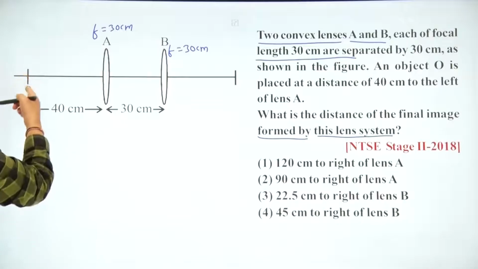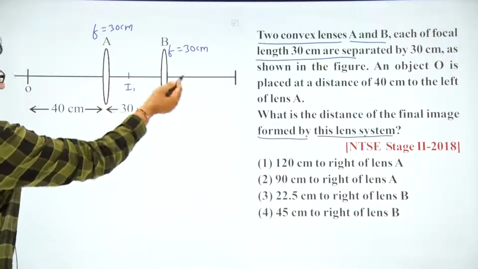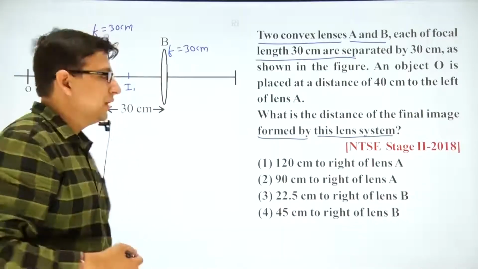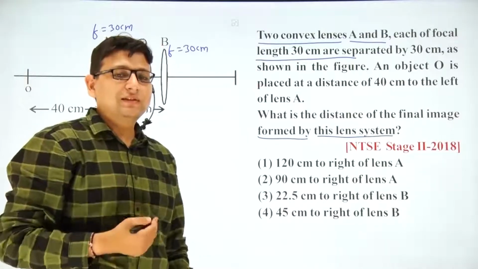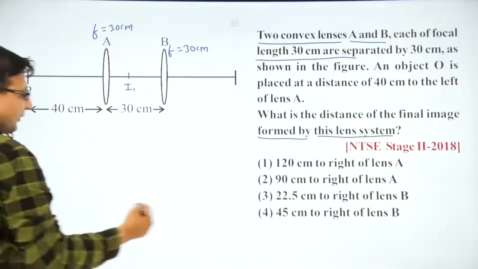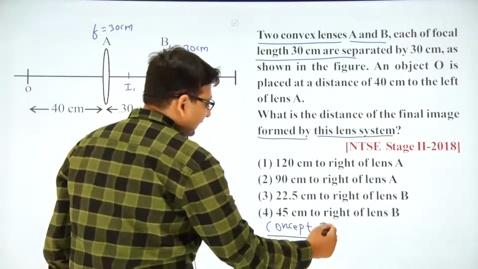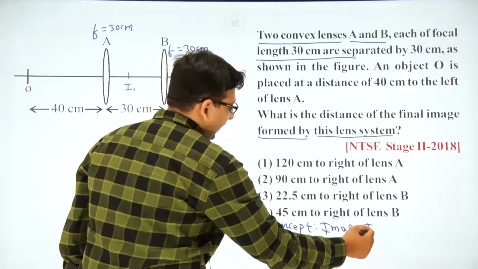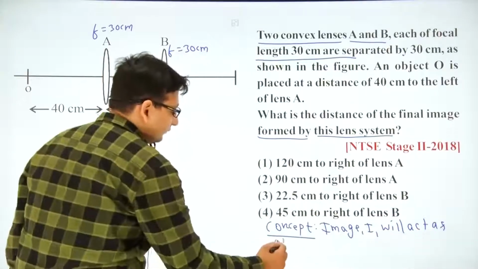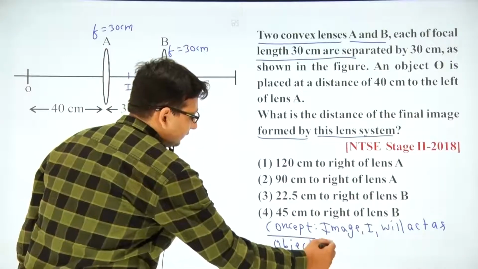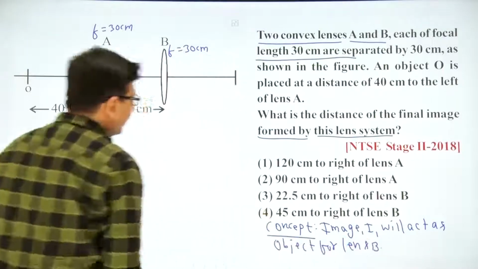For this object some image will form. We don't know whether this image will be between these two lenses or after them. I have just taken a random diagram, and that image will act as an object for the second lens. So this is a kind of two lens system. The concept is that image I1 will act as the object for lens B. So let us find I1.